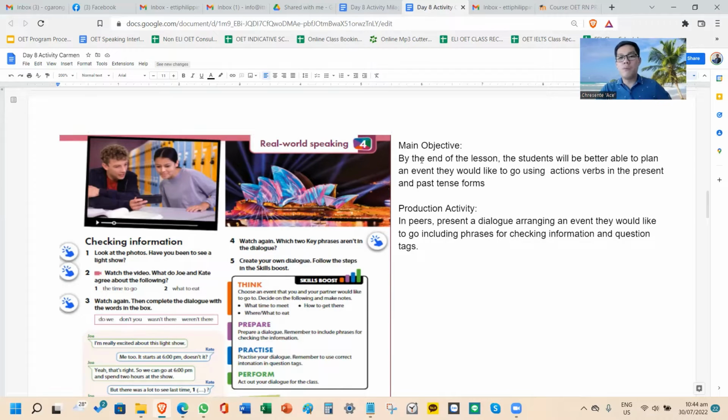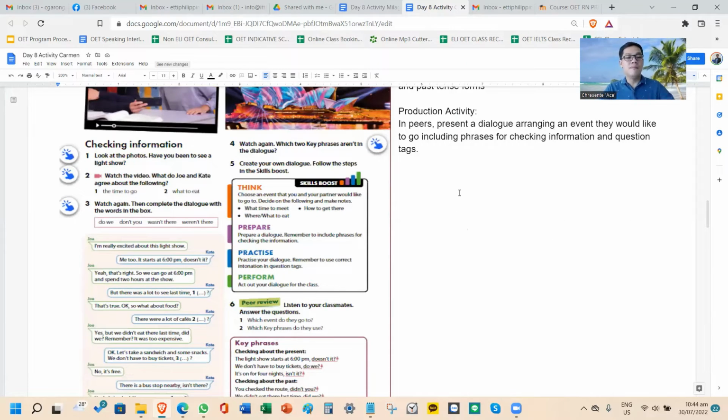So when you say main objective, by the end of the lesson, the students will be better able to plan an event they would like to go to using action verbs in the present and past tense forms. But is it action verbs in the present and past tense form? No, using tag questions, I think. But here, choose an event that you and your partner would like to go to. Decide on the following and make notes: what time, where, how to get there.